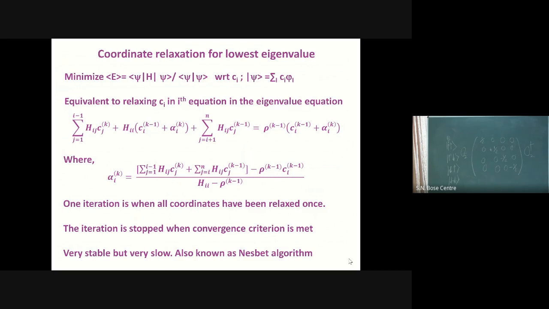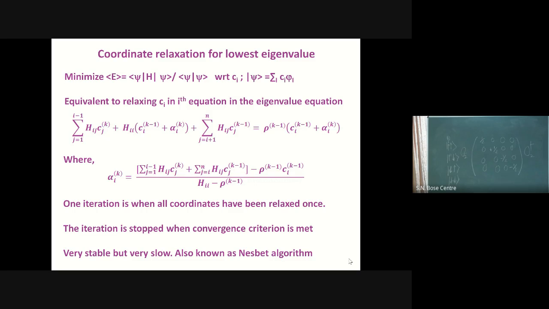Then now I'll come to how you solve the eigenvalue problem, because this is one of the most important things, and there are many different techniques to solve it. Quantum chemists in the 50s and 60s used what was called the Nesbet algorithm. It's also called the coordinate relaxation algorithm. In a coordinate relaxation algorithm, what you have to do is solve the eigenvalue problem, which is HC equals rho C. H is a Hamiltonian matrix, C is a vector, rho is the eigenvalue, and C is again the vector.